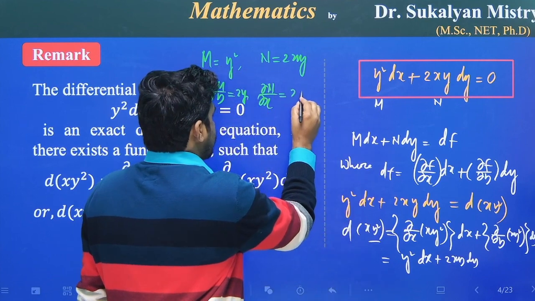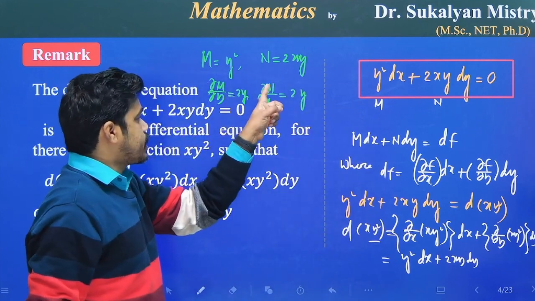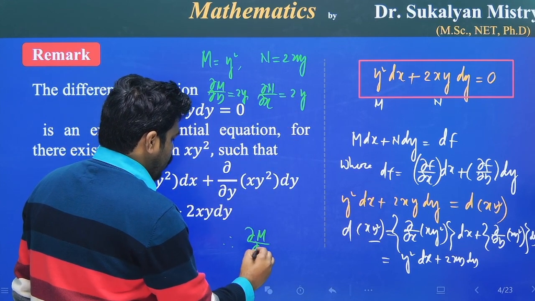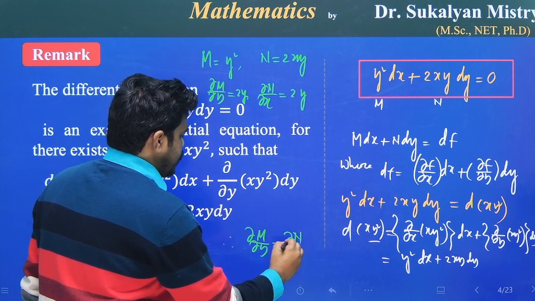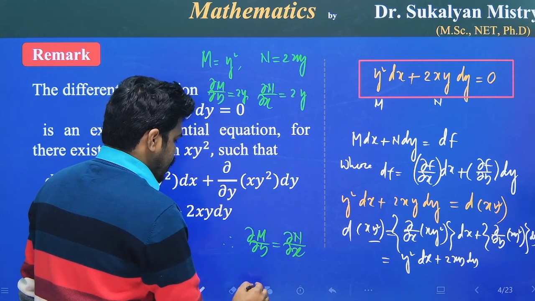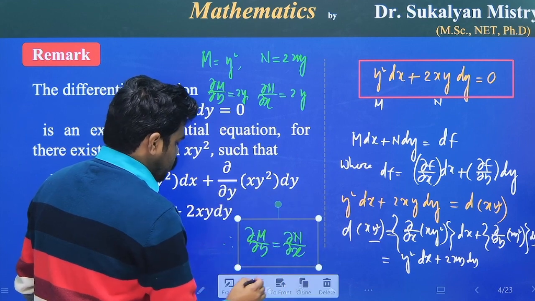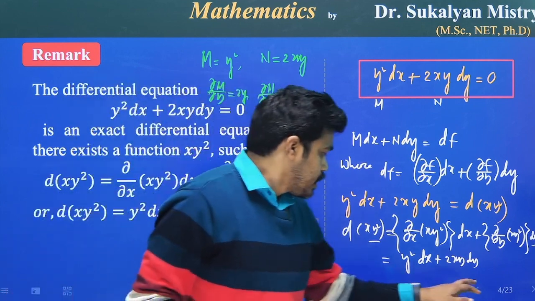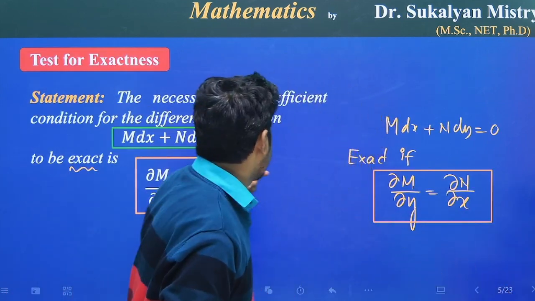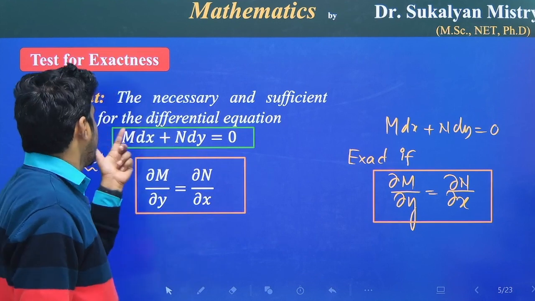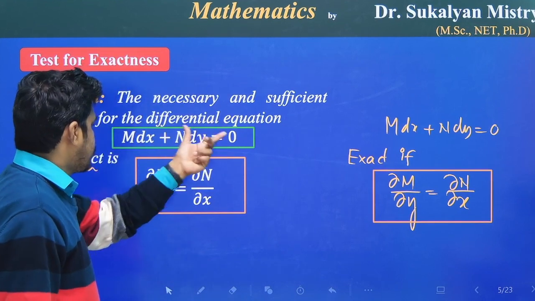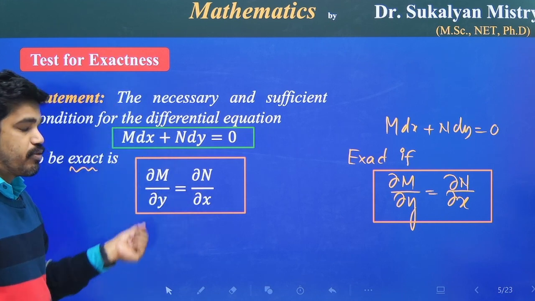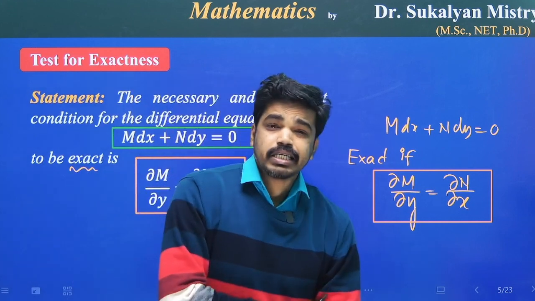So this will be 2y. So del M del y is 2y, del N del x is also 2y. So we conclude that del M del y is equal to del N del x, hence the given differential equation is exact. So this is the test for exactness. The necessary and sufficient condition for the differential equation M dx plus N dy equal to 0 to be exact is del M del y equal to del N del x.